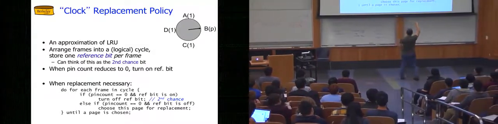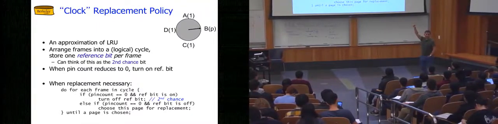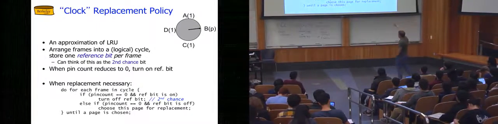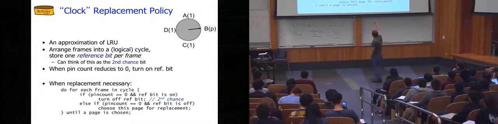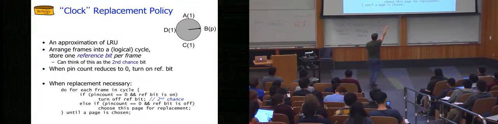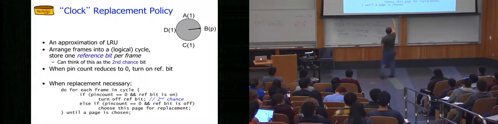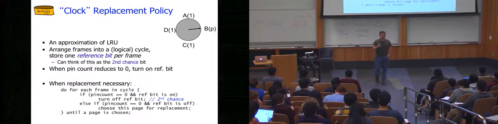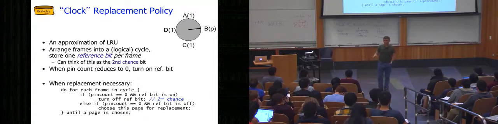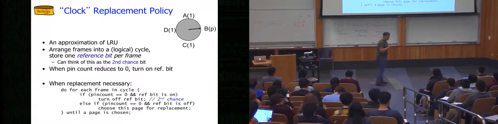Okay. And then when we need to do a replacement, here's the protocol. We're going to start marching the clock hand around the cycle from wherever it is now. All right? So you look at wherever it is now, and we're going to do this little for loop going around the cycle until we break out of the for loop. So here's what we do. Right now, that clock hand's pointing to B, so that's fine. If the pin count is 1, we skip this frame entirely, because it's not available for replacement.